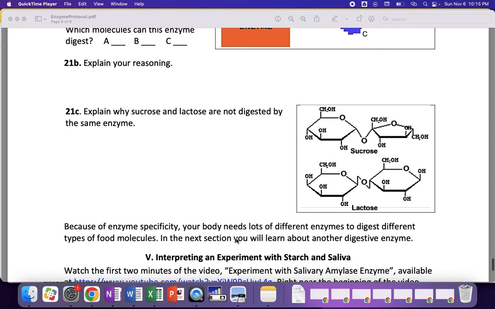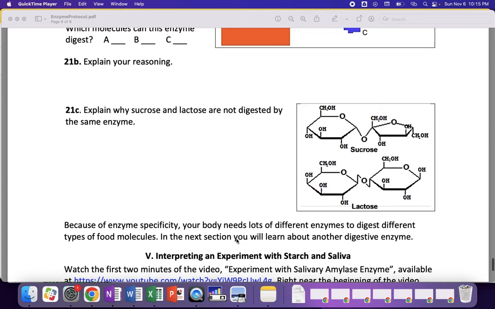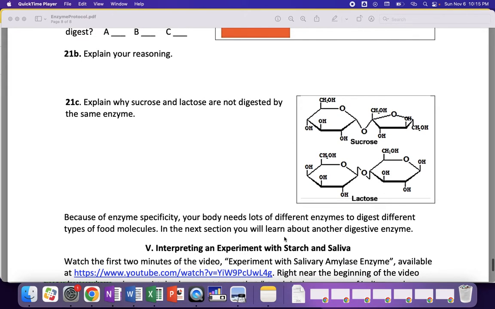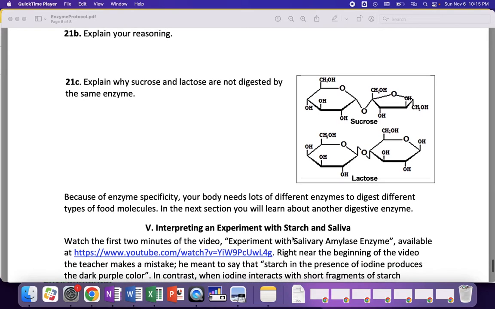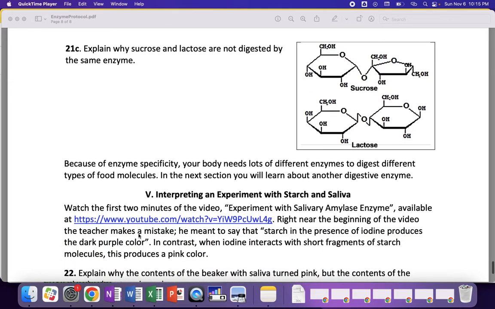Because of enzyme specificity, your body needs lots of different enzymes to digest different types of food molecules. In the next section, you'll learn about another digestive enzyme. Okay, so here's where it's going to refer for you to watch the first 2 minutes of the video that is attached in Google Classroom. Experiment with salivary amylase enzyme. Near the beginning of the video, the teacher makes a mistake. He meant to say that starch in the presence of iodine produces the dark color purple, which is the same thing that we did.